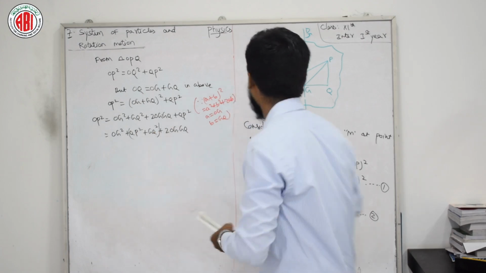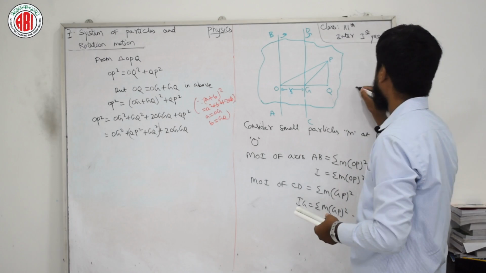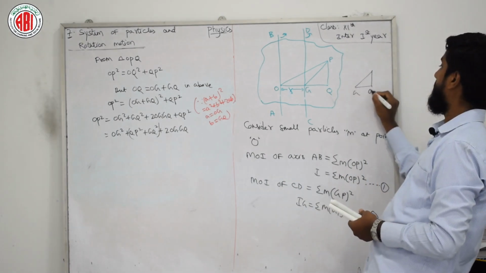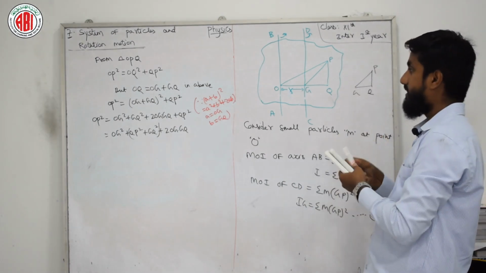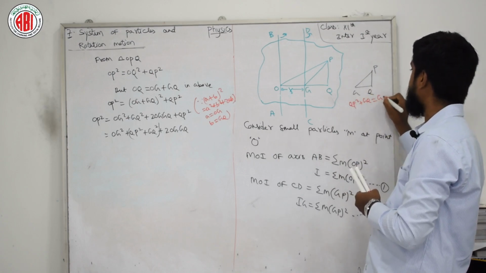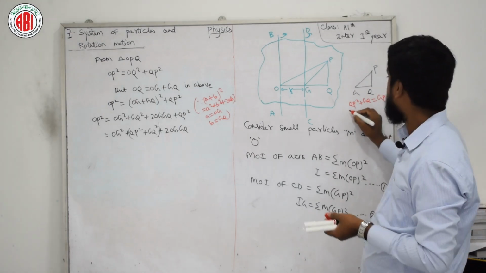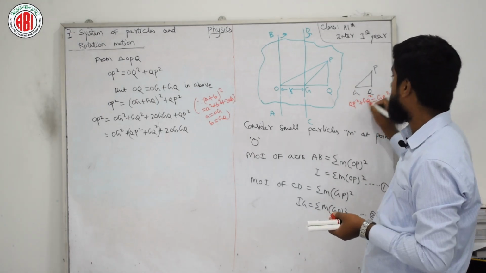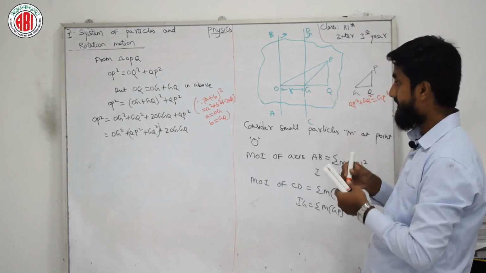Why? Because from this triangle, as I am writing here, you can see GQP. What we have here is QP square plus GQ square is equal to GP square, isn't it? In place of QP square plus GQ square, I can write GP square, isn't it?